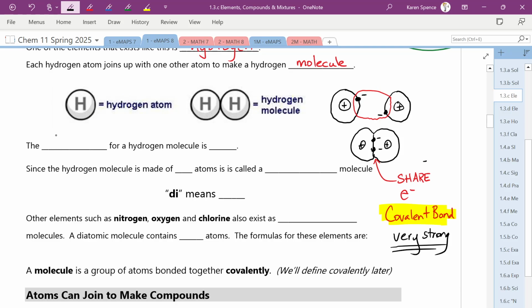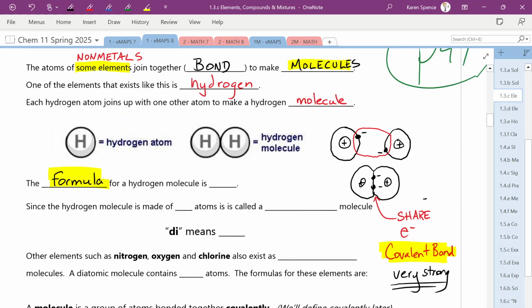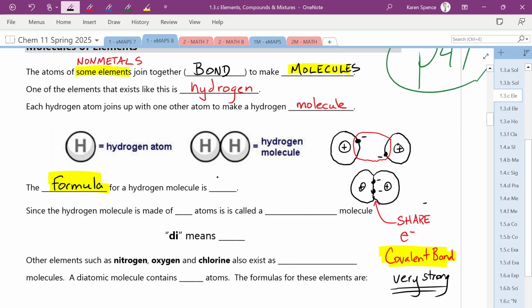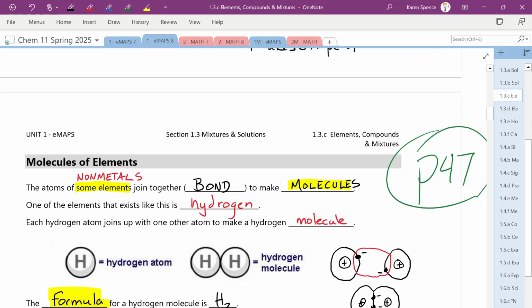At any rate, this is our hydrogen molecule, and the formula. The reason I'm highlighting this one is that in math, formula and equation are used almost interchangeably. Like you solve an equation, you solve a formula, blah, blah, blah, that's math. In chemistry, the formula for hydrogen is H2. If you write an equation, your equation would be like H2 plus O2 gives H2O. That's an equation.